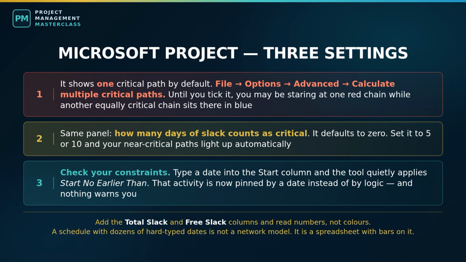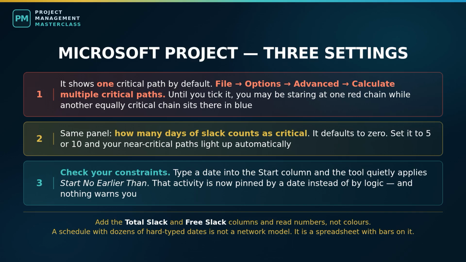Third, watch your constraints. The default is as soon as possible, which is what you want. But if somebody has typed a date into the start column rather than building logic, the tool quietly applies a start no earlier than constraint, and now that activity is pinned by a date instead of by logic. Your critical path is compromised and nothing warns you. Run the task inspector or filter for tasks with constraints, and check them. A schedule with dozens of hard-typed dates is not a network model, it is a spreadsheet with bars on it.